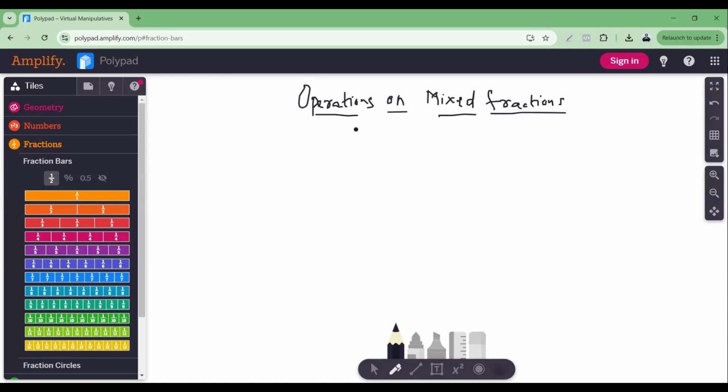Okay, for the math champions who already know what mixed fractions are, now let's do operations. What are operations? Operations means addition, subtraction, multiplication, division. These are called the operations.